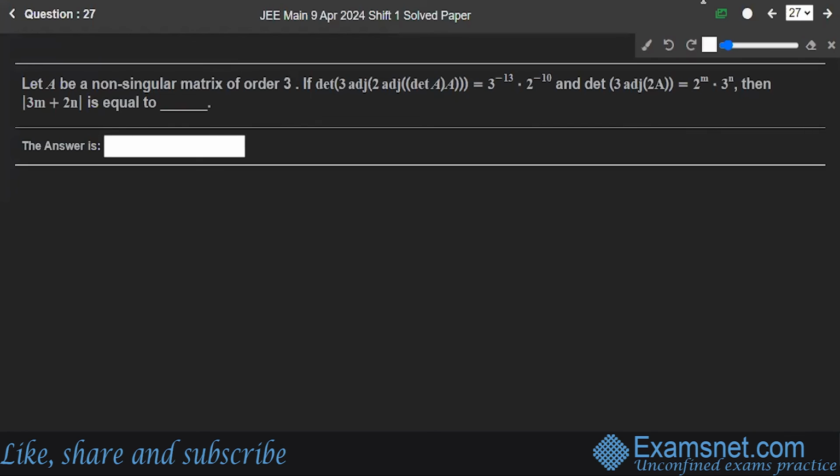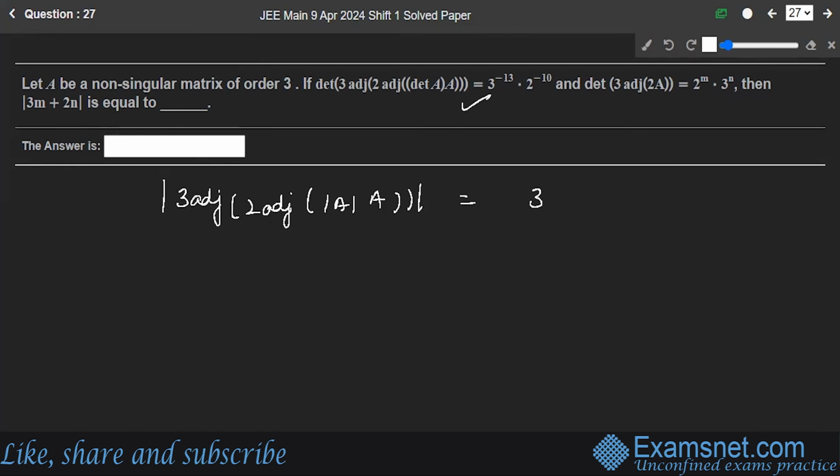Question number 27. Let A be a non-singular matrix of order 3. If the determinant of 3 adjoint of 2 adjoint of (determinant of A into A) is equal to this, and the determinant of 3 adjoint of A into 3 adjoint of 2A is equal to 2 raised to power m into 3 raised to power n, then what is 3m plus 2n equal to? So let's write down. First thing, you are given the determinant of 3 adjoint of 2 adjoint of determinant of A into A.